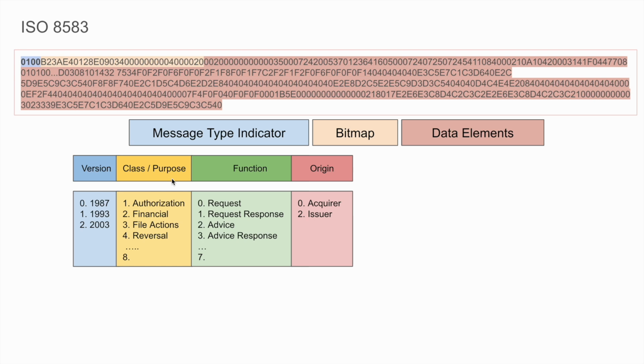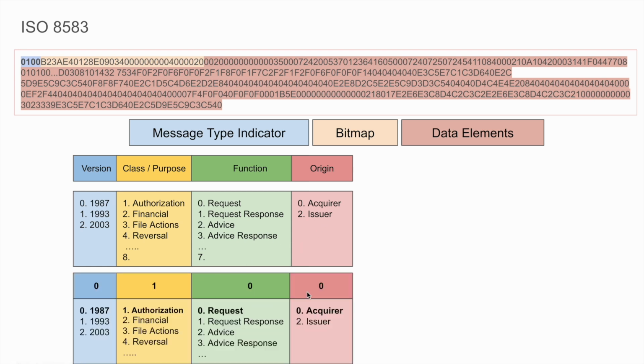Briefly about the message type indicator, the first field is a version number. The second is the purpose of the message, and we'll go into how this is used when we talk about the life cycle in a bit. And the different types of this are authorization, financial message, or a reversal. And the third one says whether it's a request or a response. And the fourth one is if the message originated from an acquirer or from an issuer. So in this case, if it is a 0100, which is a 100 message, you know that it's an authorization request from an acquirer.